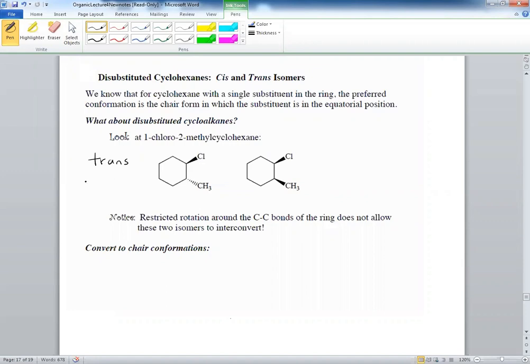So trans means groups on opposite sides of the ring.